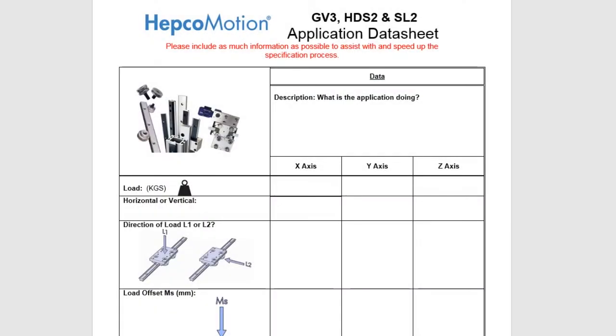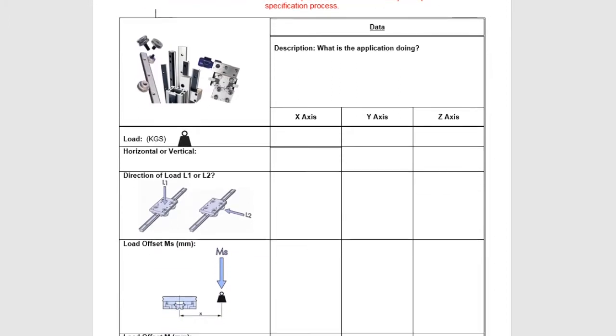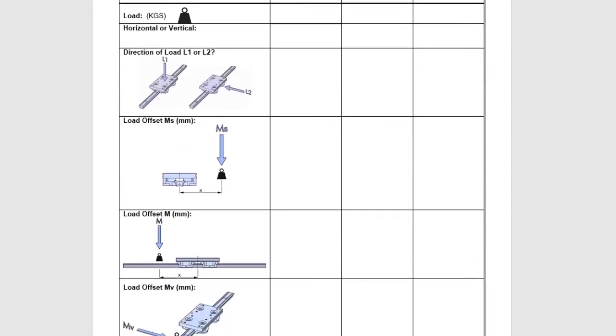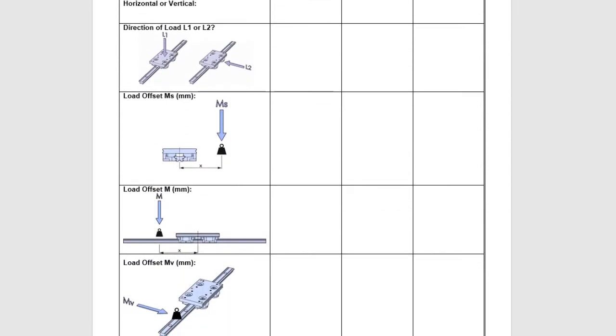Today we'll be looking at the GV3, HDS2 and SL2 datasheet. The datasheet is designed to cover the core elements of an application and is key to specifying the products best suited to that application. The datasheet covers a variety of aspects from load to duty cycle and environment of use. We'll be taking a closer look at these using an example application to complete the datasheet.